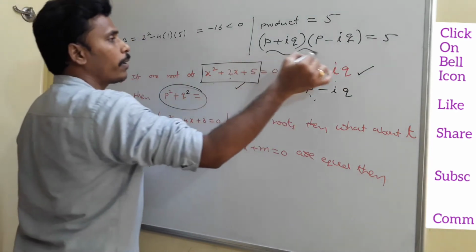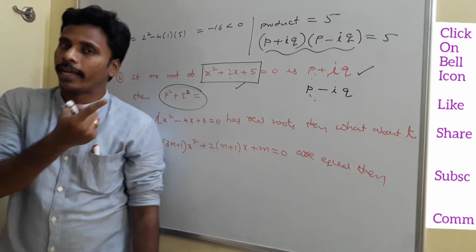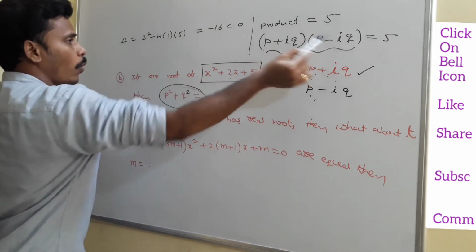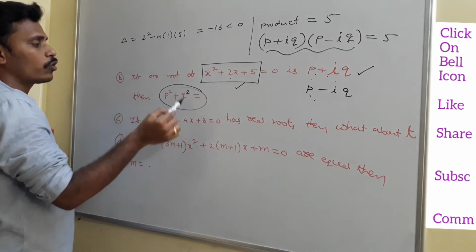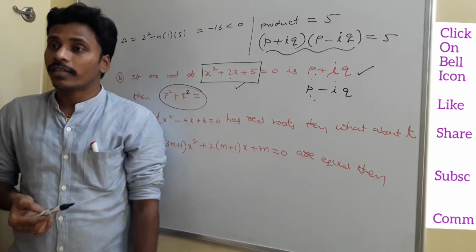And now if you multiply these two, it is nothing but p square plus q square. It is of the format (x plus y) into (x minus y). x square is p square and (iq) square, i square is minus 1, right? So that's why p square plus q square value is again 5. Just have a look at this.